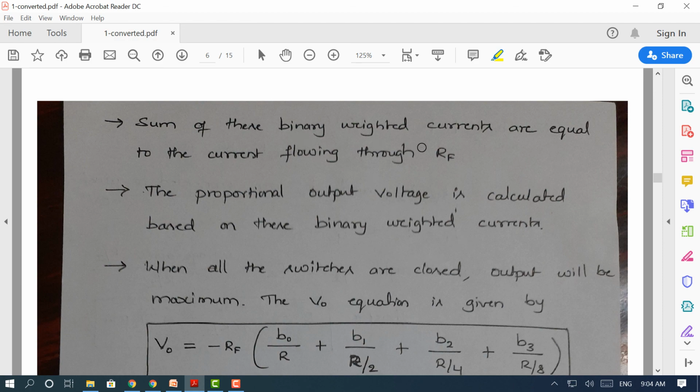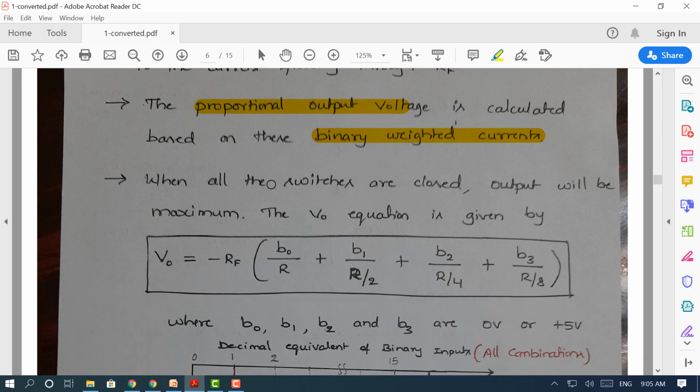The sum of these binary weighted currents is equal to the current flowing through RF, because the op-amp doesn't draw any current. The proportional output voltage is calculated based on the binary weighted currents. That's already been explained. When all switches are closed, we can derive a mathematical equation for the output voltage. Here we are not going to derive it; we are writing the output voltage equation, when all switches are closed, as follows.